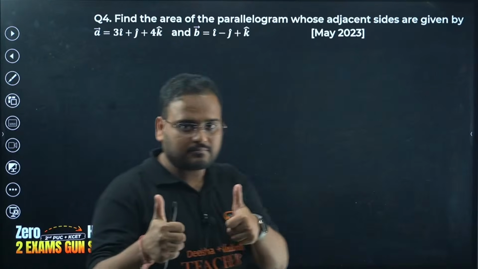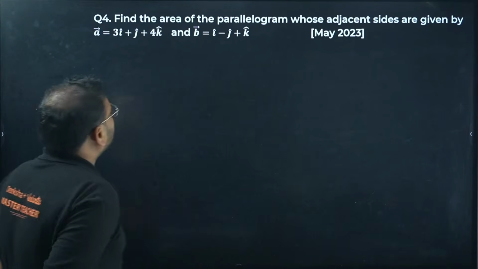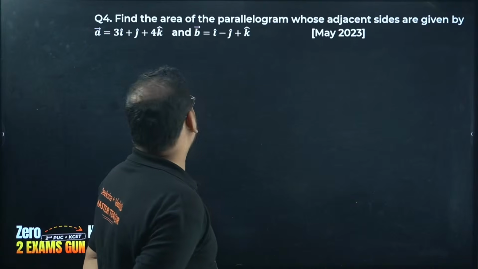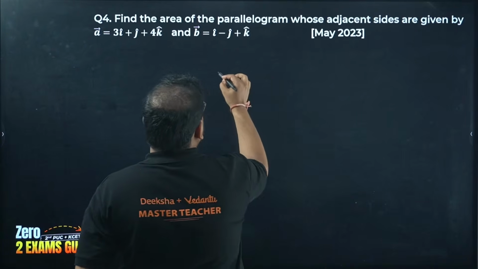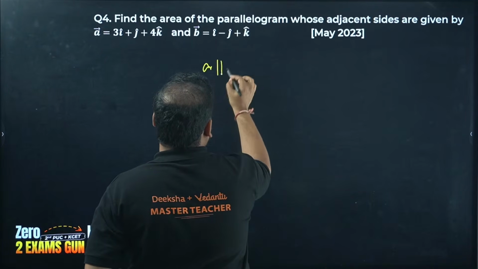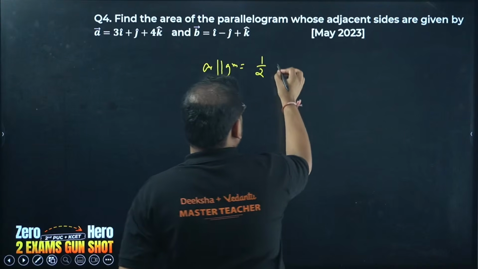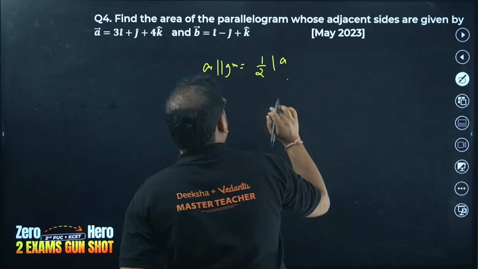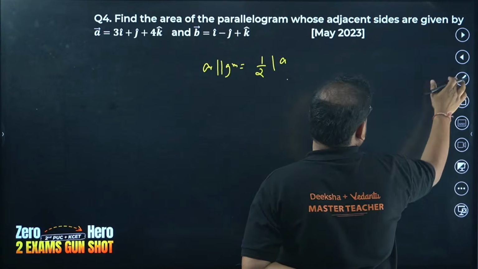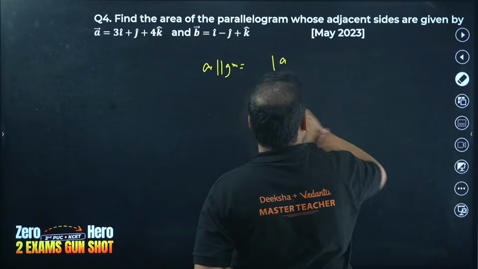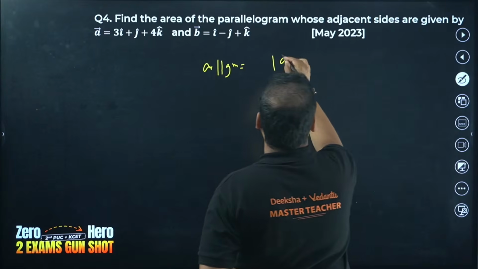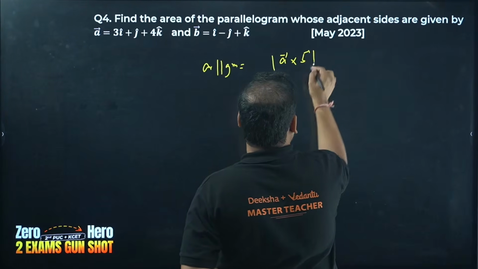Find the area of the parallelogram whose adjacent sides are given. Area we're looking for. So area of parallelogram is given by half of A cross B, modulus of, not half, since the sides are given, right? Not half. Simply mod of A cross B.